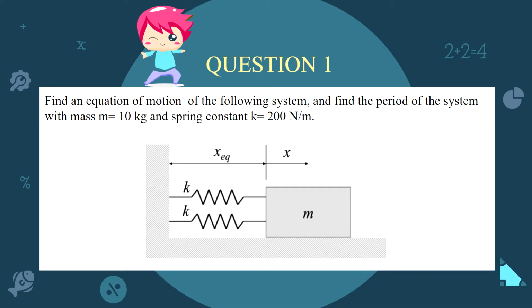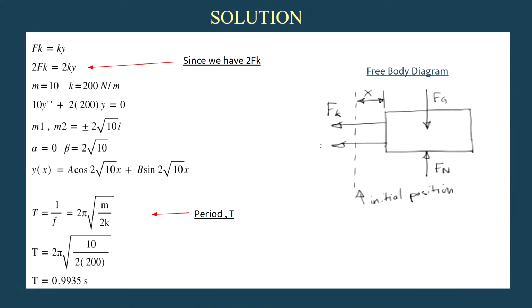Thank you, Yasmin, for the explanation of the introduction. Now we will proceed to the first question in undamped free vibration without initial boundary conditions. The question is: find the equation of motion of the following system and find the period of the system, with mass m equal to 10 kg and spring constant k equal to 200 newtons per meter. Now we will proceed to the solution.